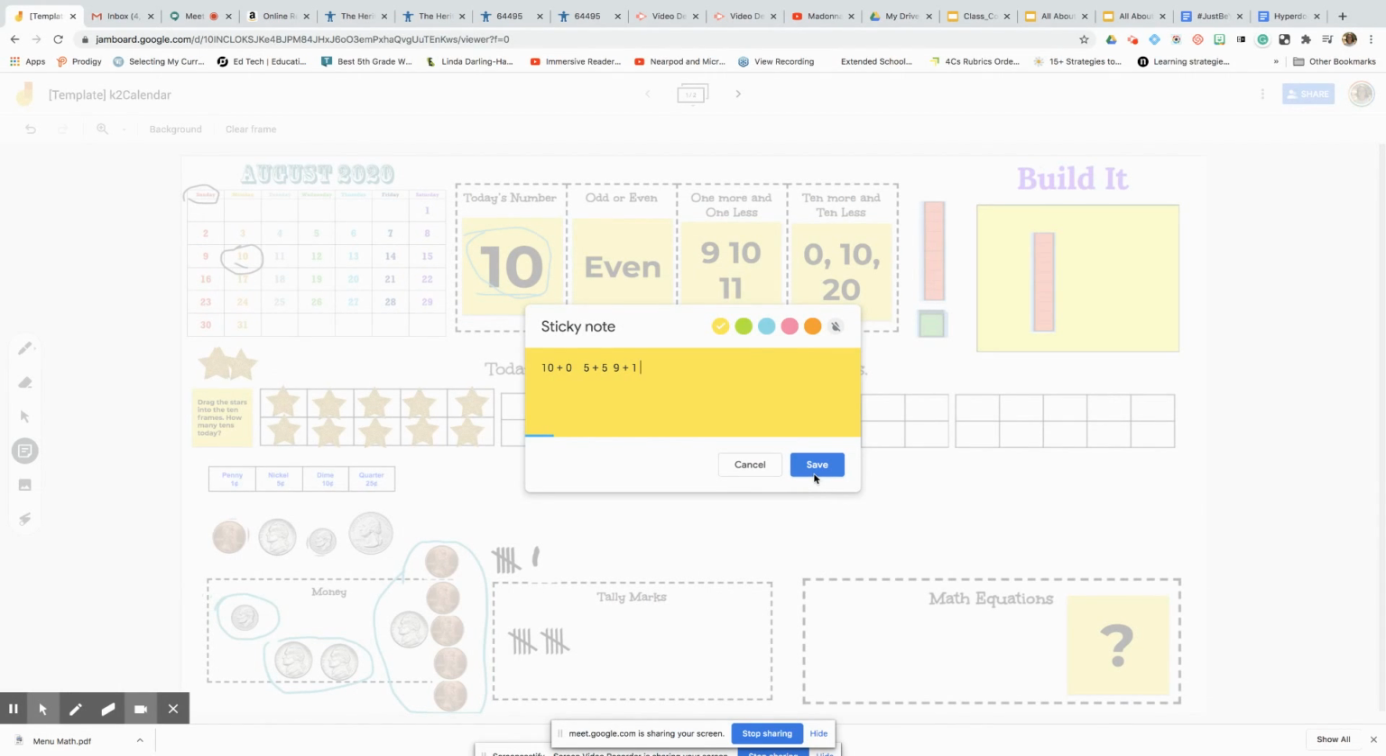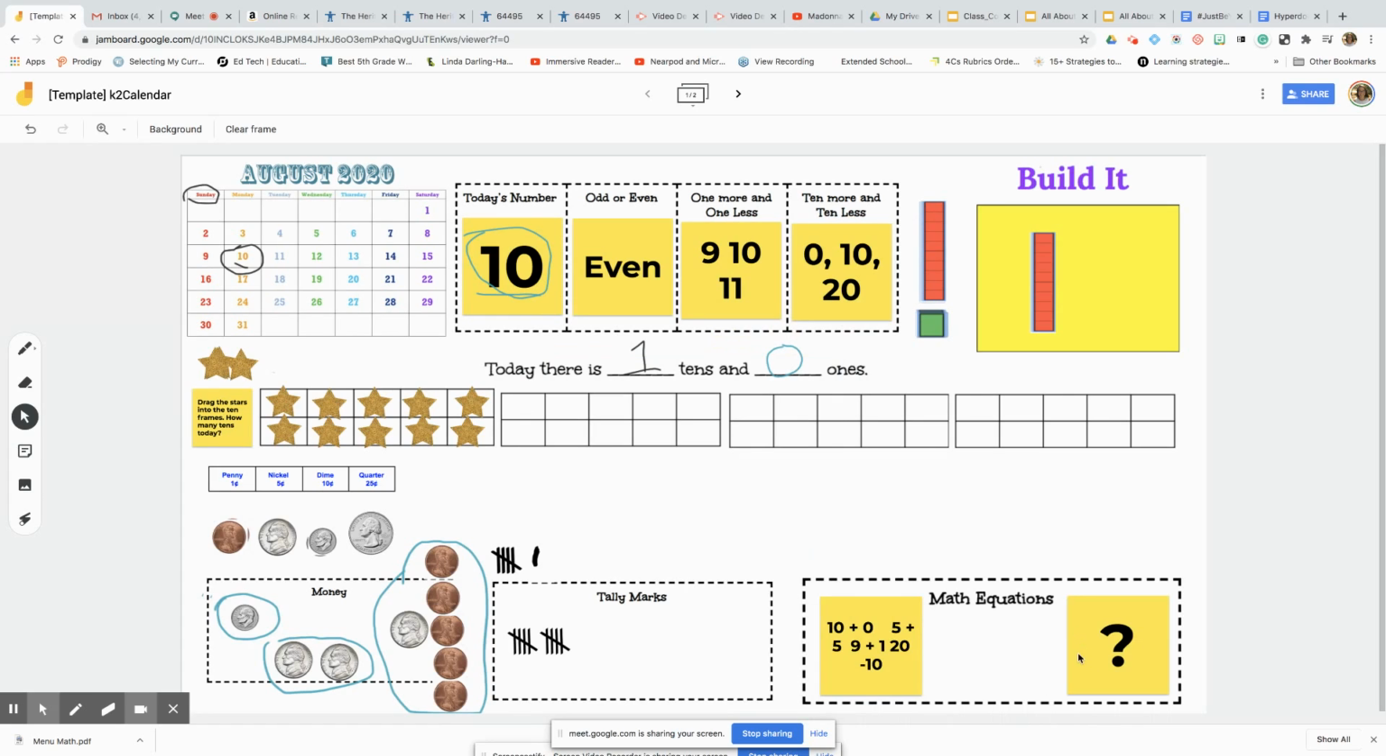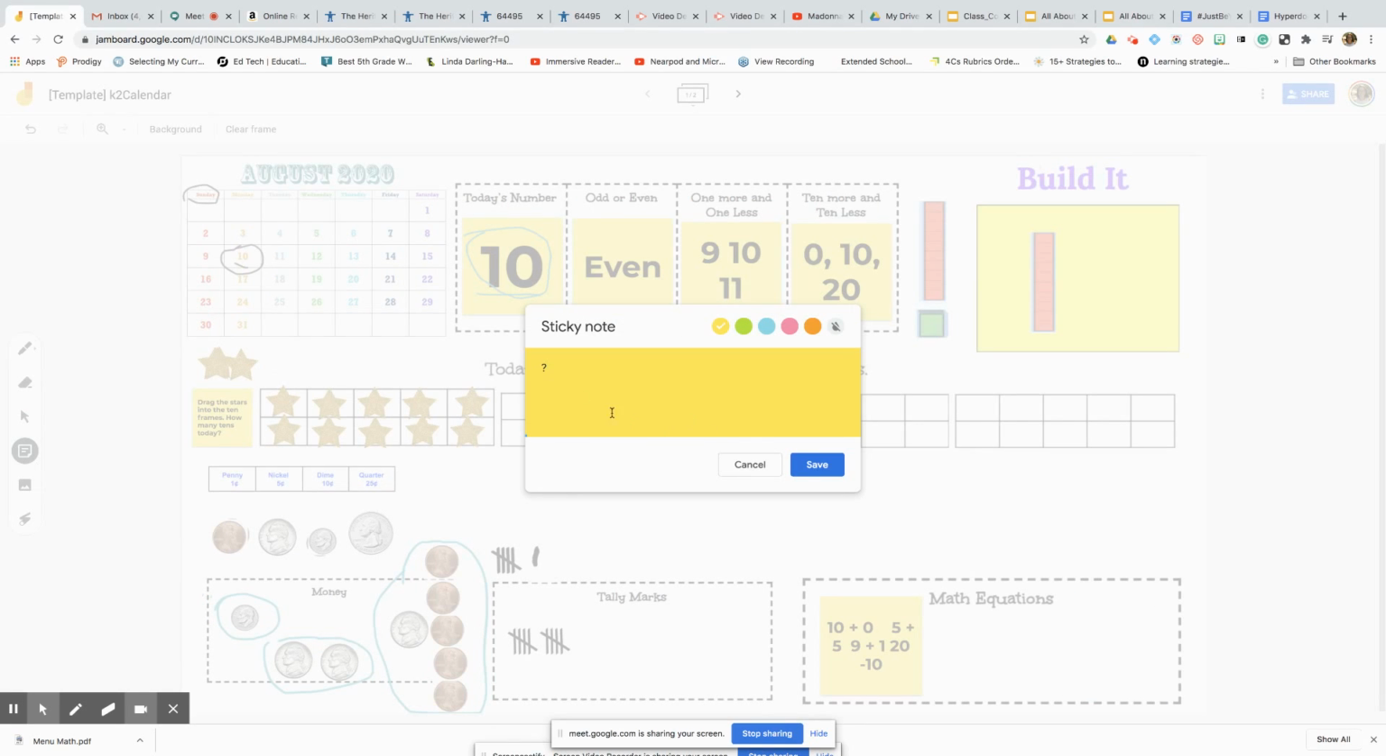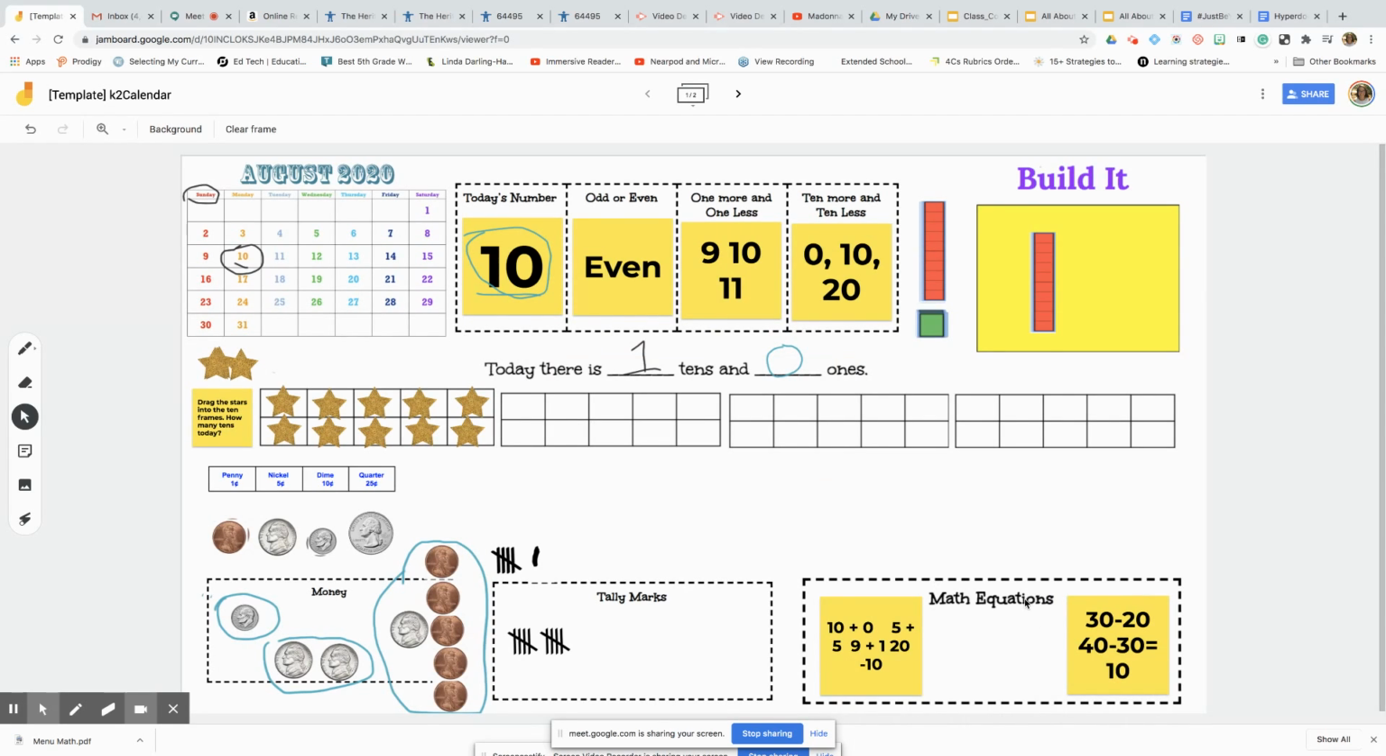You think of another way? 20 minus 10. Ooh, so you're already using subtraction. Very good. I have more. Tell me some more. 30 minus 20. Wonderful. Have another. 40 minus 30. Wow. Yes, that also equals 10. Excellent. Wow, we've come up with so many equations to make 10, and we talked about our number 10.